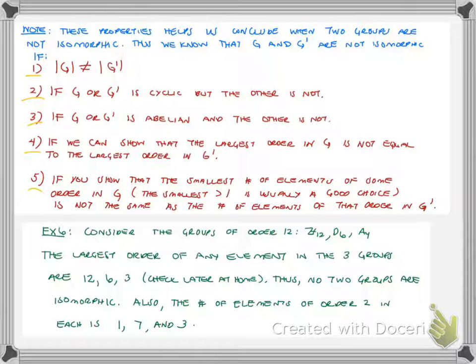Okay, and so looking at example 6 here, consider the groups of order 12, Z12, D6, A4. The largest order of any element in the 3 groups are what? Well, Z12, that largest order will be 12. D6, that largest order is 6. And A4, it's 3. And you can check that on your own. Thus, no two groups are isomorphic. Also, the number of elements of order 2 in each are 1, 7, and 3 respectively. So again, whatever properties hold in one group, have to hold in the other.